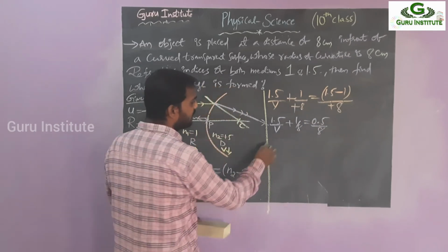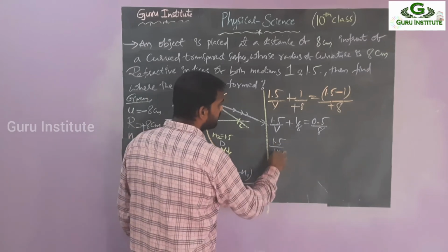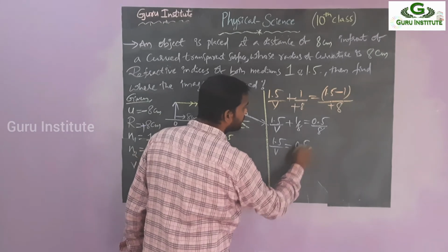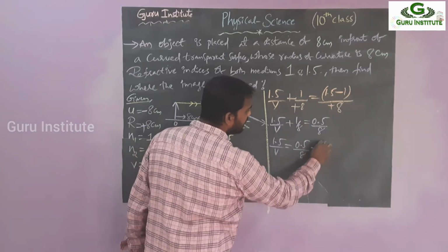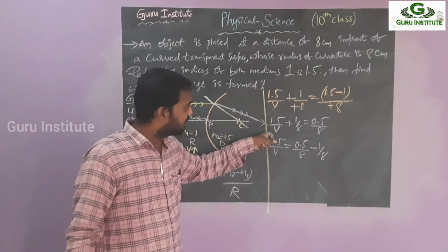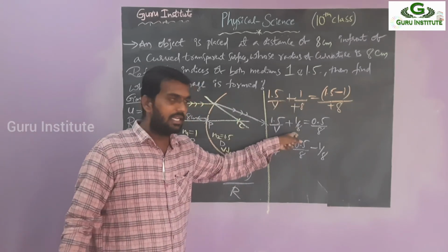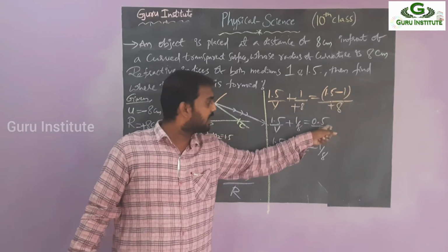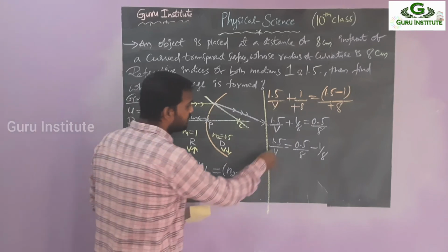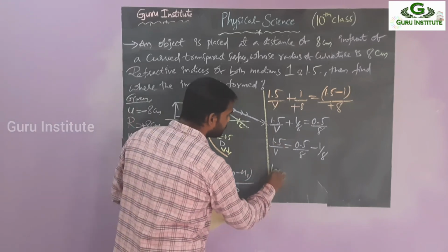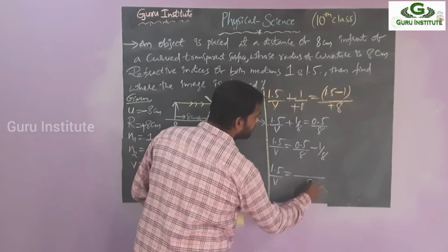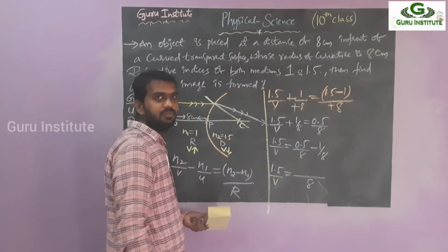Simply, 1.5 by V, this 1 by 8 goes to the right side. What will happen? 0.5 by 8 minus 1 by 8. Simply see here, 1.5 by V is this, 1 by 8 is this. 1.5 minus 1 is 0.5, so 0.5 by 8 minus 1 by 8. Then what do you get here? Again 1.5 by V equals, the total denominator is 8.